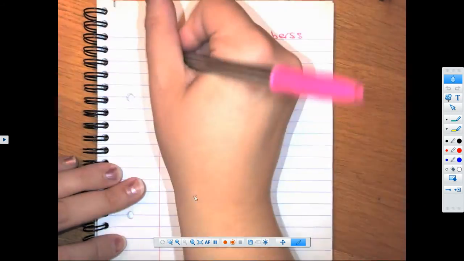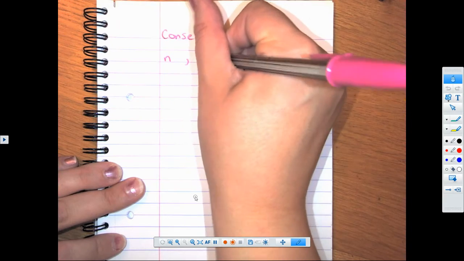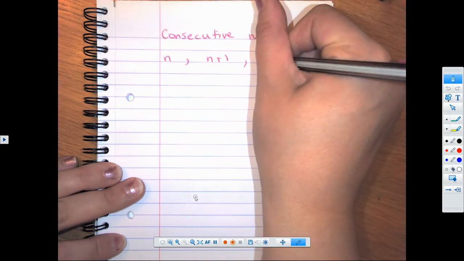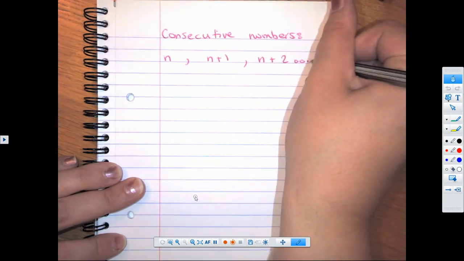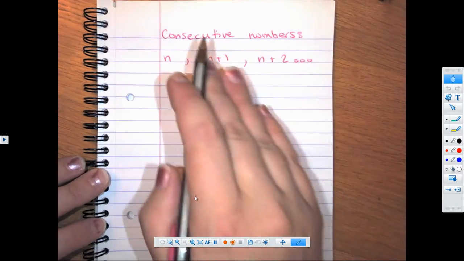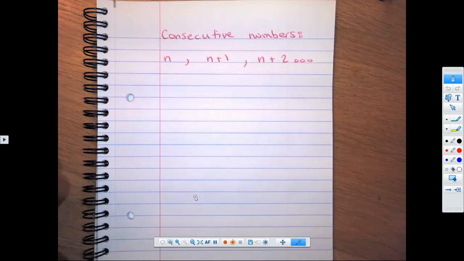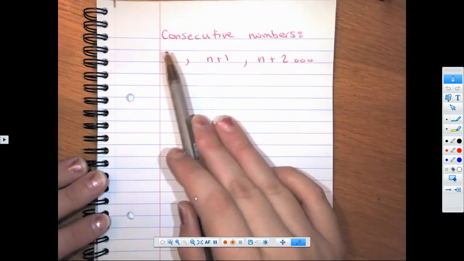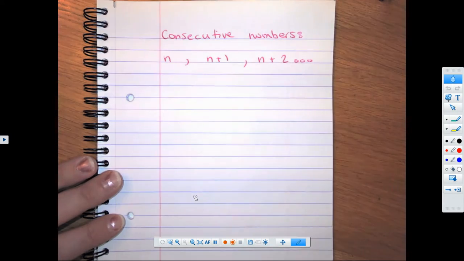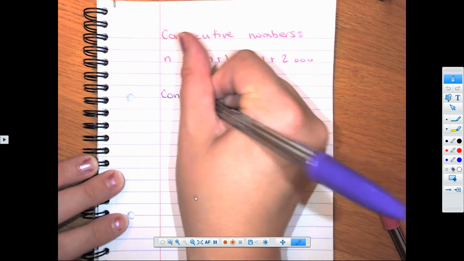I could let my first number be n. And if they're consecutive, each number should go up by 1. So my next number would be n plus 1, and my next number would be n plus 2, and so on. n plus 3, n plus 4, etc. So that's the first thing. If you're being asked in a question to work with consecutive numbers, they're not emphasizing whether they're even or odd, they're just saying consecutive numbers, you can use these as your numbers. But they may ask you for consecutive even numbers.